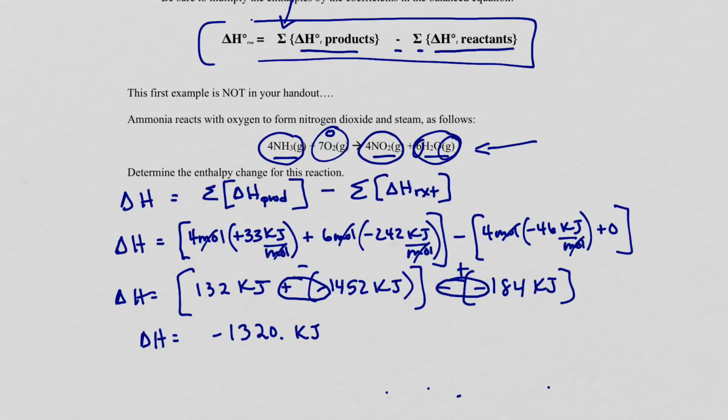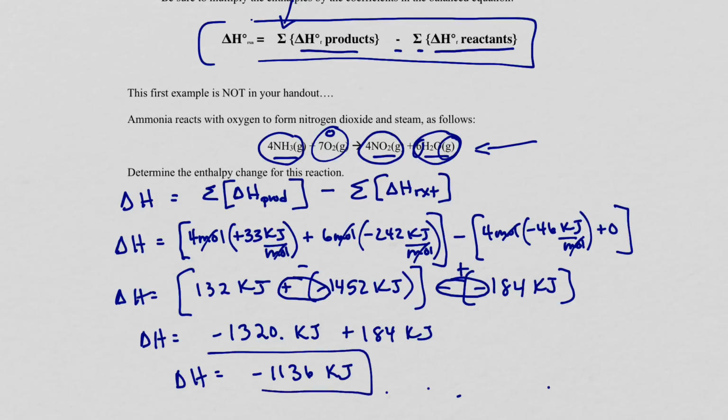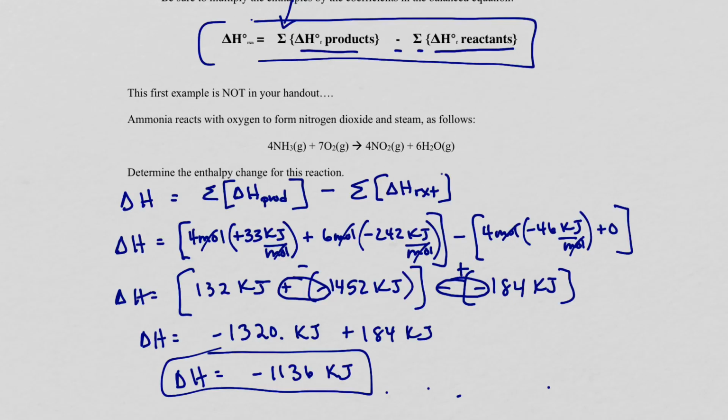Okay. Now my reactants, I'm going to add that 184 kilojoules, and finally I can get to the simplification of adding those two numbers together, in which case you get negative 1,136 kilojoules. So this is an exothermic reaction, and if you were to go back up and report this, I'm going to erase that so we can do this a little more cleanly. The delta H for this reaction is negative 1,136 kilojoules.